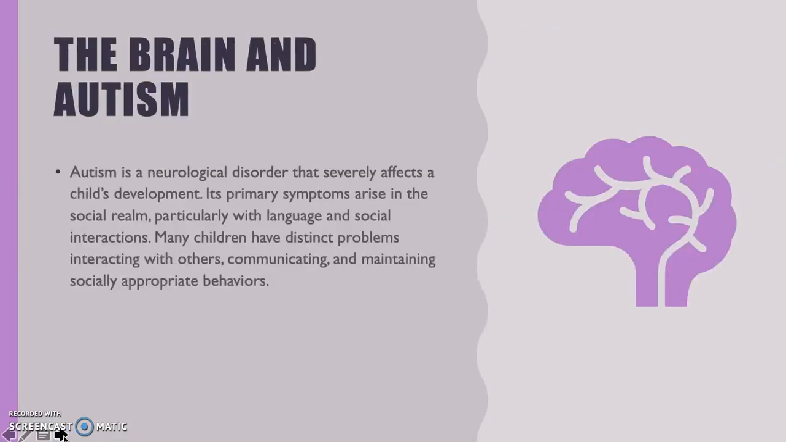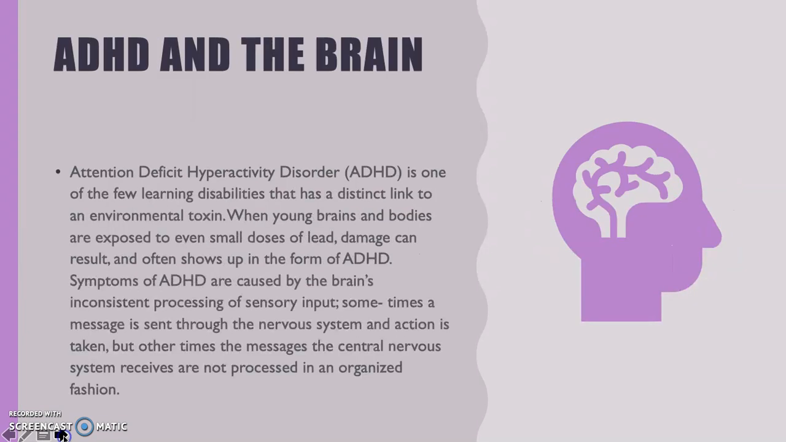The brain and autism. Autism is a neurological disorder that severely affects a child's development. Its primary symptoms arise in the social realm, particularly with language and social interactions. Many children have distinct problems with interacting with others, communicating, and maintaining socially appropriate behaviors.